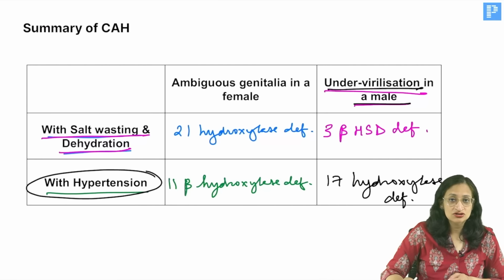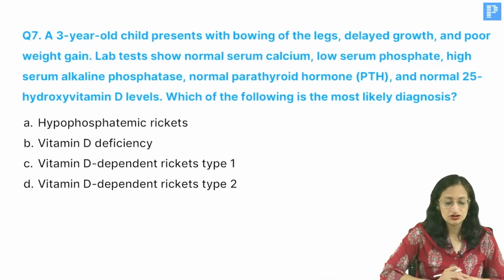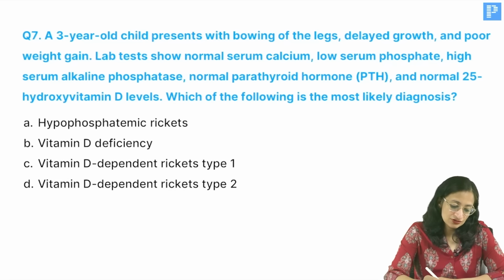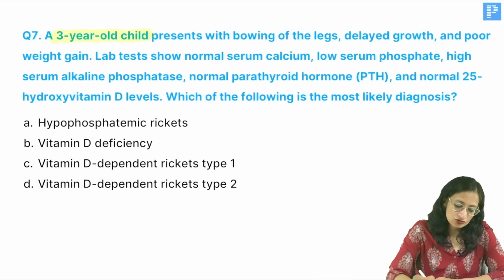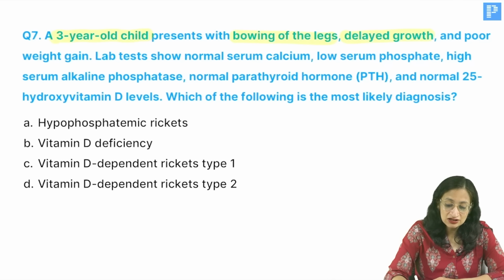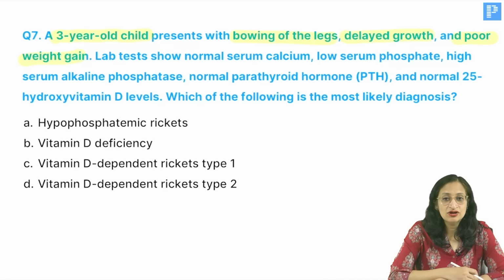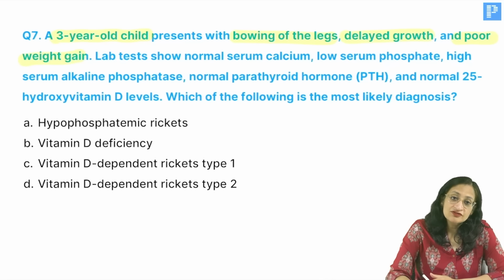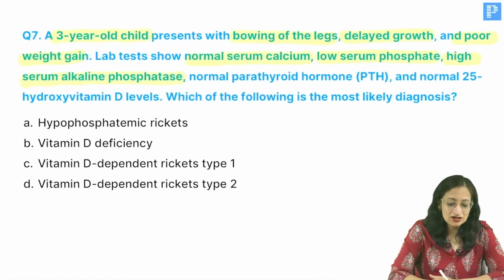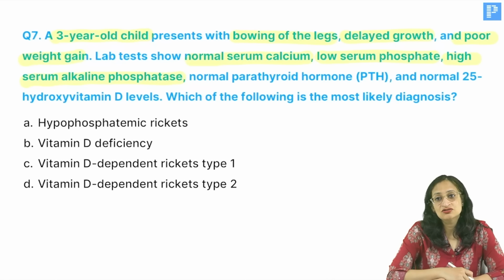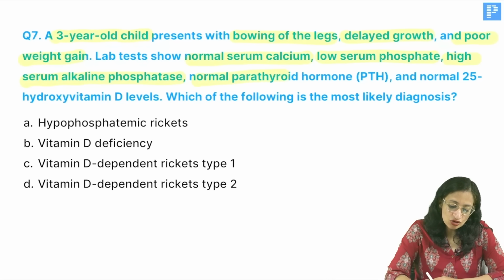So this is CAH in a nutshell. So whatever case scenarios you're getting, you can solve easily with this knowledge. So moving ahead, you have a 3-year-old child who presents with bowing of legs, delayed growth and poor weight gain. Bowing of legs is a feature of rickets, and in rickets you can have failure to thrive as well. Though here the serum calcium levels are normal, phosphate level is low, high serum alkaline phosphatase. In any condition wherever there is rickets, alkaline phosphatase levels are high. Parathormone level is normal here.